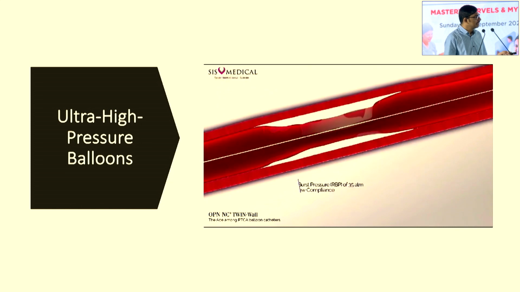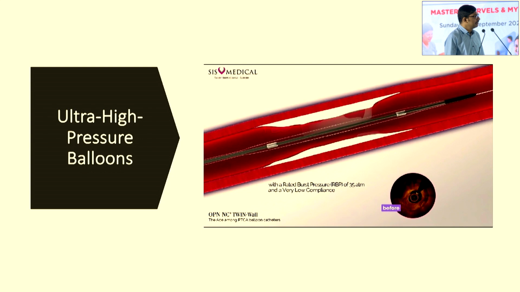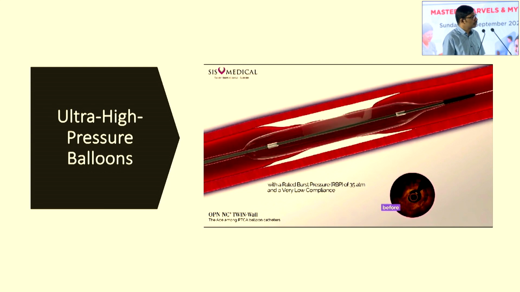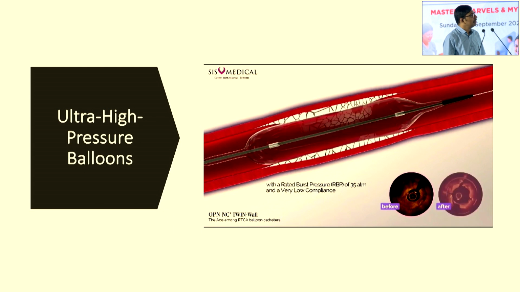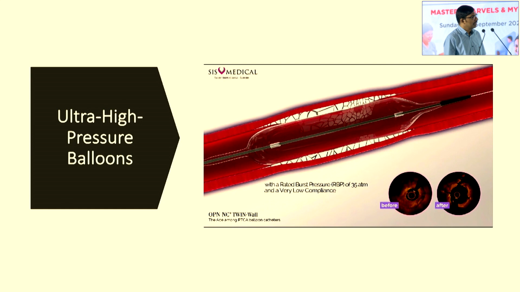You can see here, this is calcium. Put a balloon inside. And here this is an optical coherence tomography image which shows how thick the calcium is. Here you can see that the balloon literally shatters this calcium and makes the lumen bigger, and you put your stent and get a beautiful stent expansion.